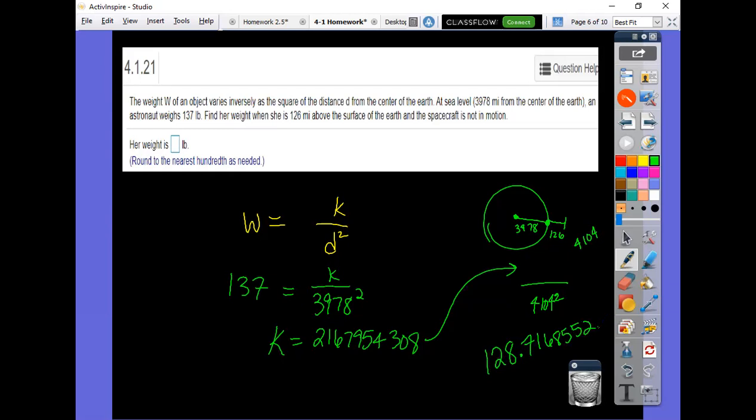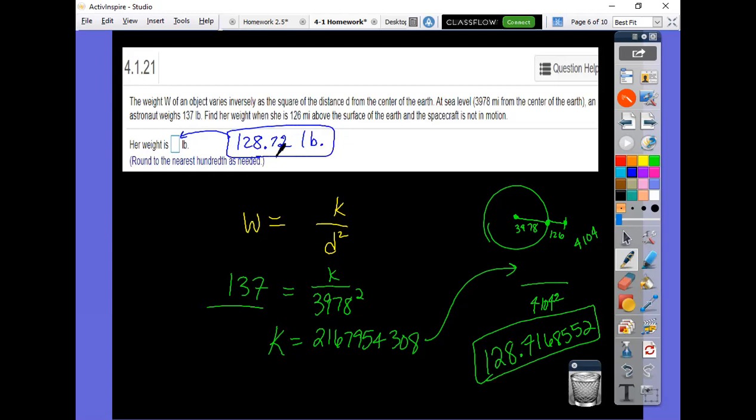But does that make sense? So the further you are in elevation, don't you lose weight? So this would be less than what it was at sea level, the 137. So I think that does just intuitively make sense. So round to the nearest hundredth. Hundredth is 2 decimal places, 0.7. Looking at that one, it's followed by a 6, so that'd be 7.2. And those were pounds.